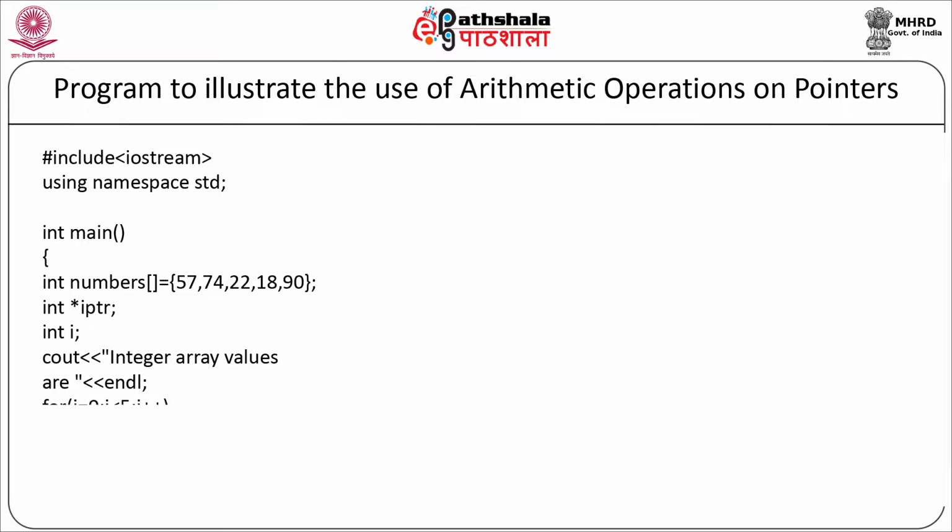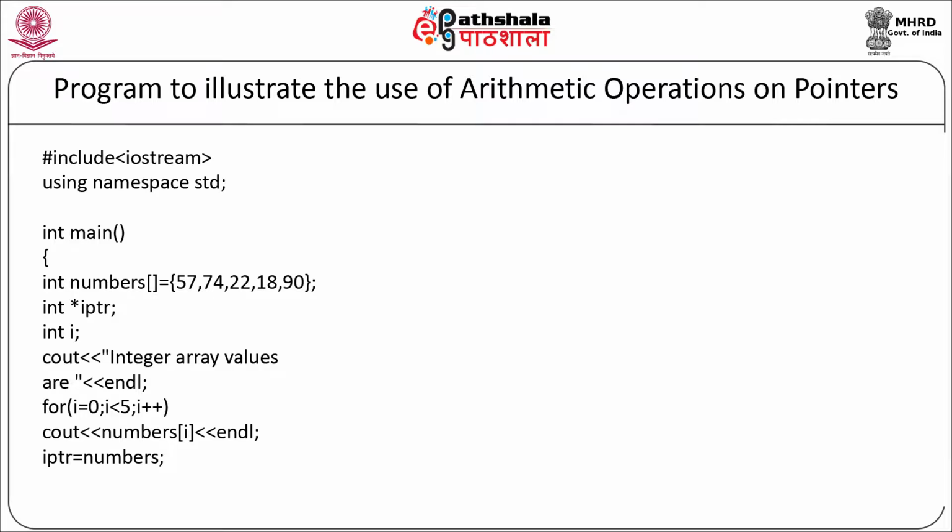Now we will try to display the integer array using the for loop. For i = 0; i < 5; i++, cout << numbers[i] << endl. This particular for loop will display the array as it is on the screen.